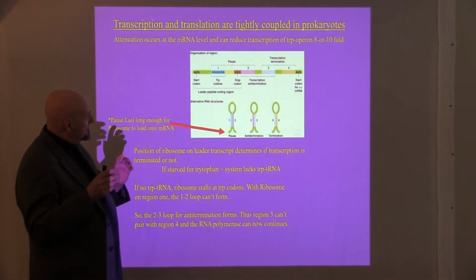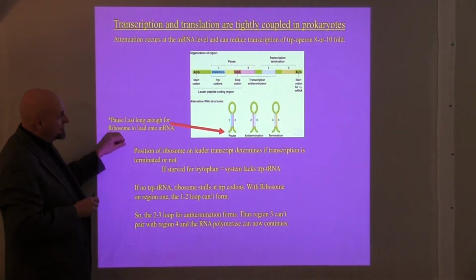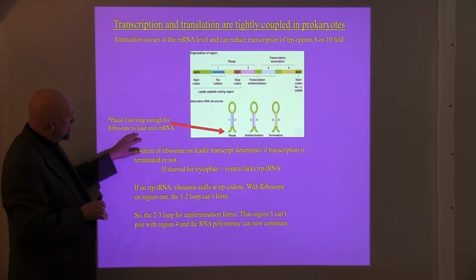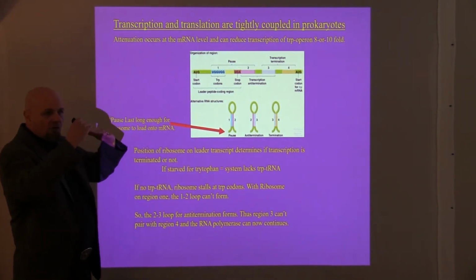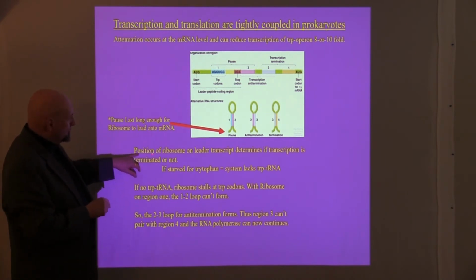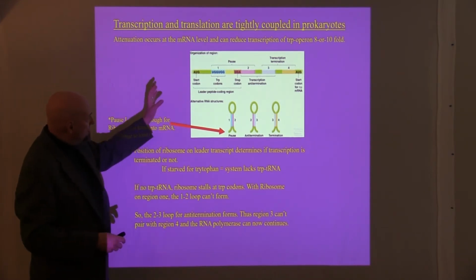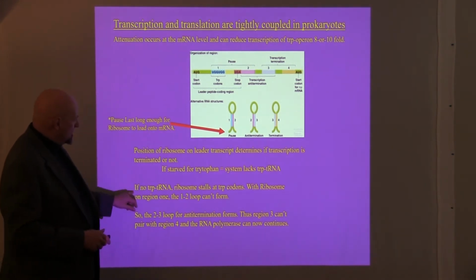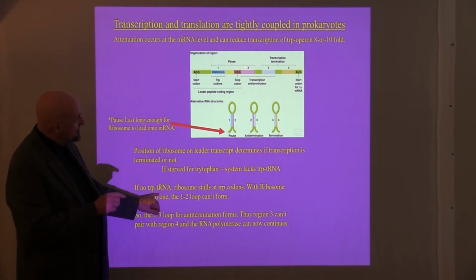What happens here is that this structure will form, and it basically pauses any type of translation long enough for the ribosome to load onto the messenger RNA. So 1 and 2 come together, and now the ribosome loads on and they open up. The position of the ribosome on the leader transcript determines if transcription is terminated or not. That's the goal here. So the ribosome is now coming in here, all right? If there is no tryptophan transfer RNA, then the ribosome will stall at this point. It'll stop right here, just sit right there on top of it.